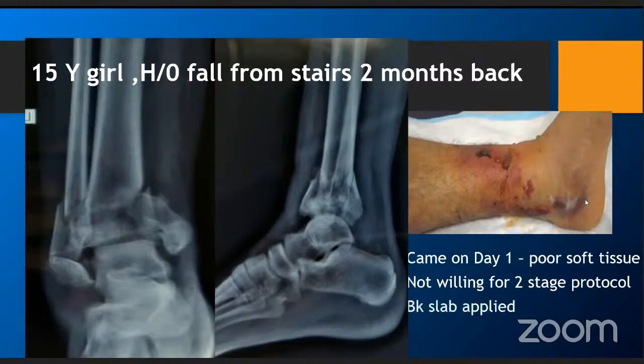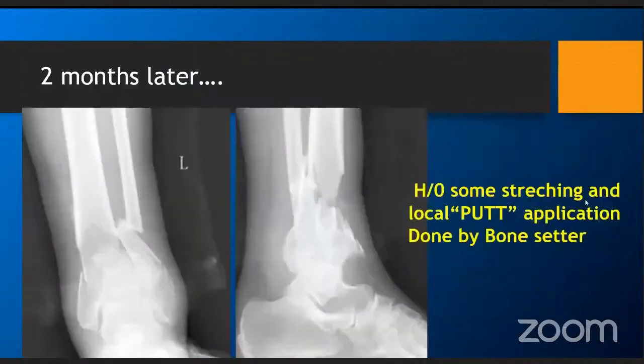So a below-knee slab was applied, and the patient went away, and she directly returned 2 months after the injury. This was the X-ray 2 months after the injury. She had some history of stretching or traction given by local bone setters. This is the picture 2 months later; soft tissues are completely healed. Young adolescent, 15-year-old girl. Should we start the discussion, or should I proceed with what I have done?